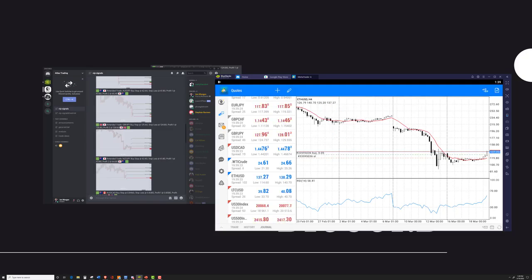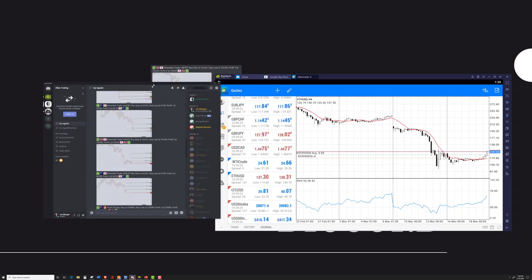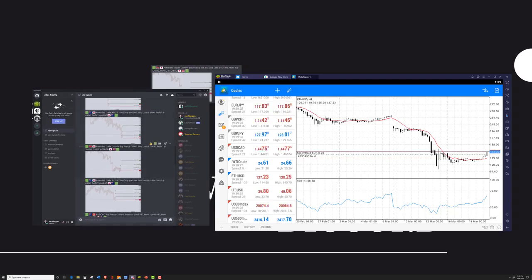So let's say I was looking at that. I'm looking at the Discord either on my phone or on my computer, and I see, okay, pound yen buy stop at 125.60 and a stop loss at 124.80. So what do I do? How do I even put in a value for that?